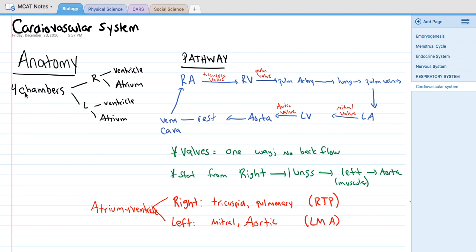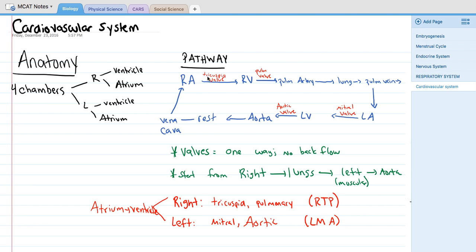The human heart is divided into four chambers. You've got a right and a left side, and you have a ventricle and an atrium on both sides. So, this is a normal pathway. Deoxygenated blood will come from the vena cava into the right atrium, which will travel through the right ventricle and then to the pulmonary artery.